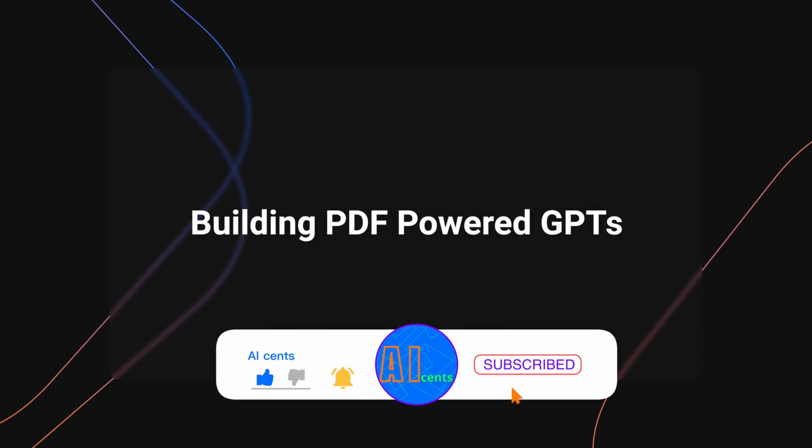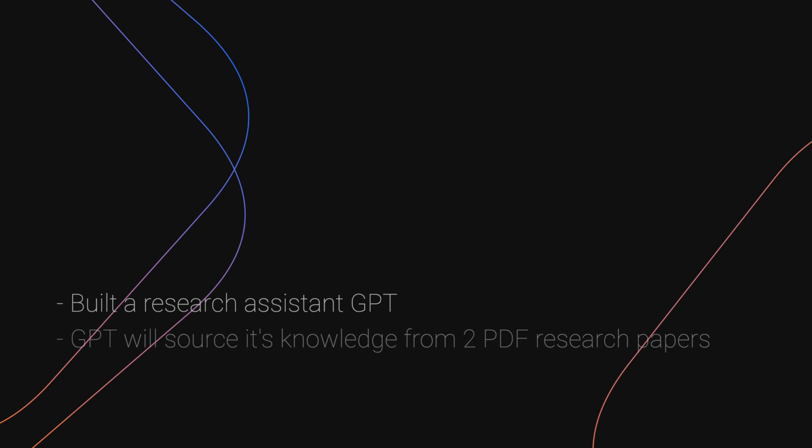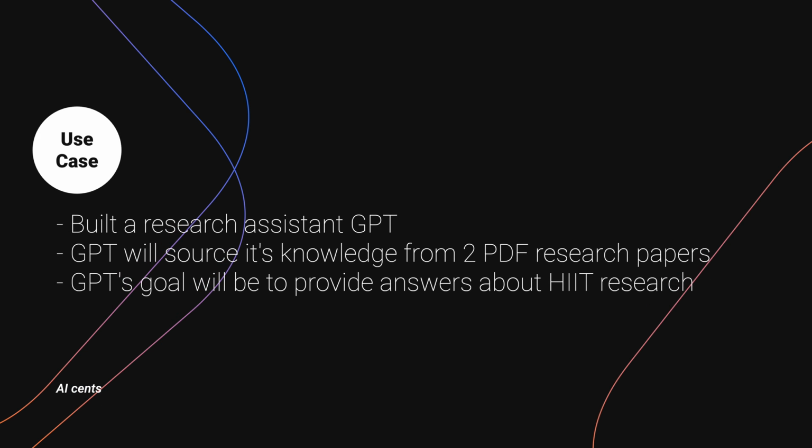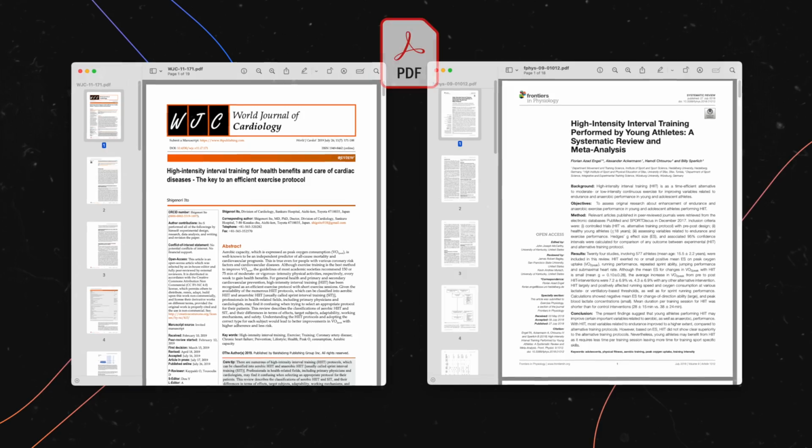We're going to be using a collection of academic papers to help us with research, ideation, and problem solving. More specifically, our use case will be to build a GPT that acts as a research assistant to help answer questions about high-intensity interval training. The GPT will be basing its answers on 2 academic research papers we'll be giving it and using as knowledge sources. Okay, here are the 2 papers in question.